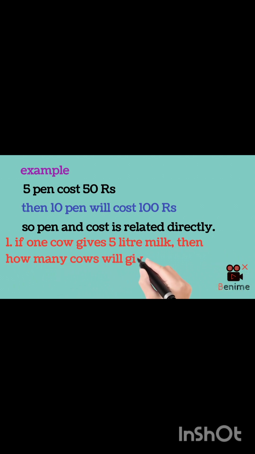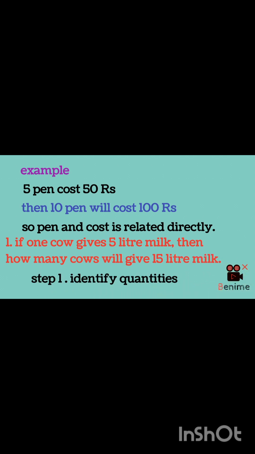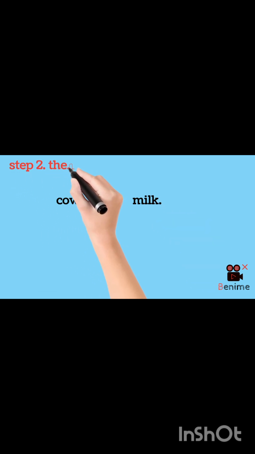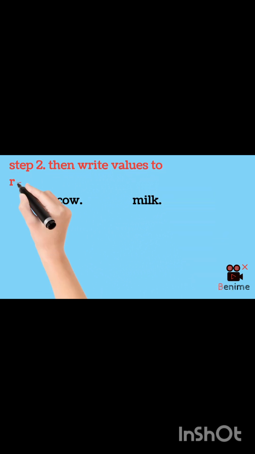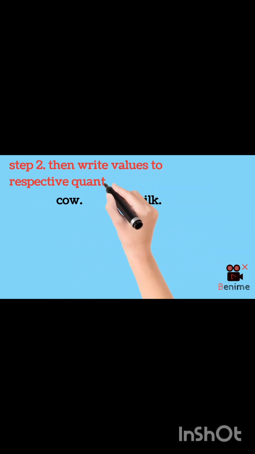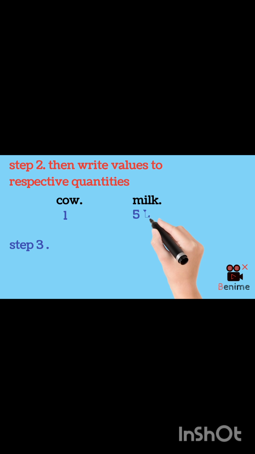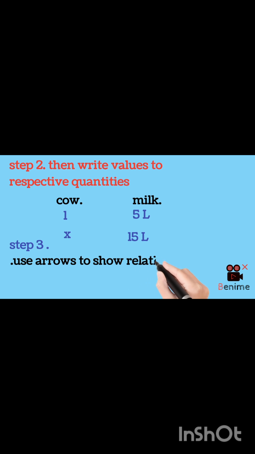Let's solve an example where a cow gives 5-liter milk and how many cows will give 15-liter milk. Step 1 identifies quantities, which are cow and milk, in this example. In step 2, write values under each quantity, respectively. In step 3, show relation with arrows. First draw arrow from unknown x upwards and then relate the second quantity with it.